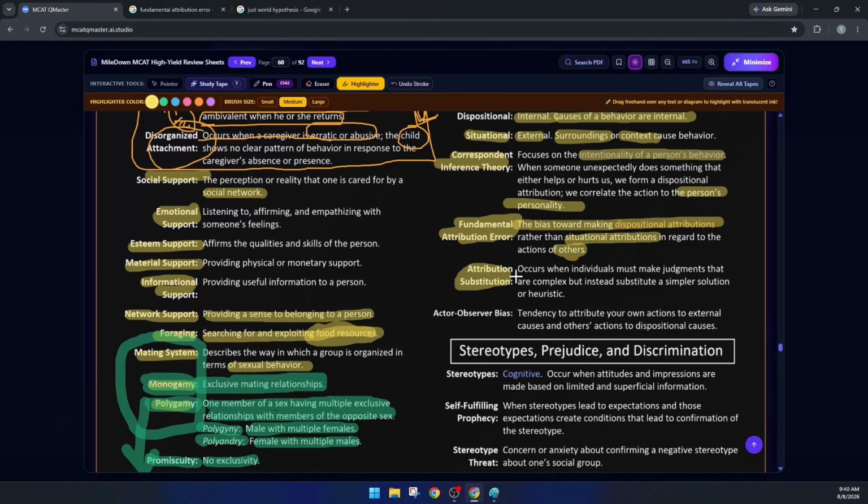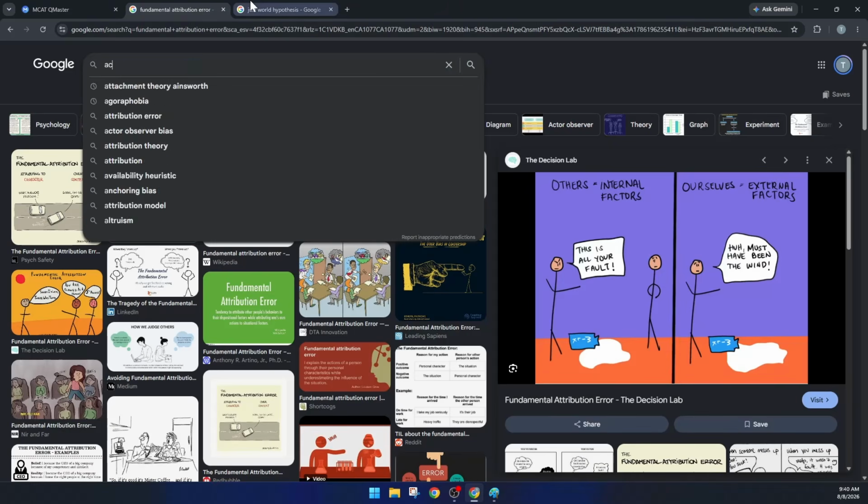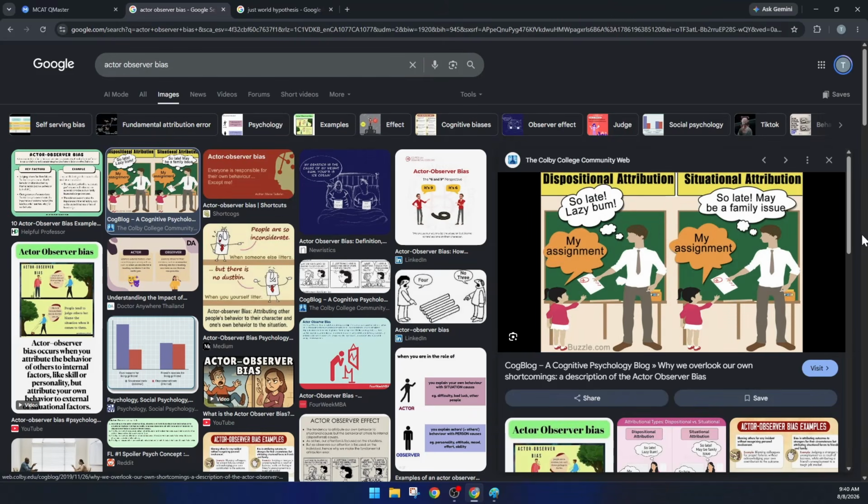Attribute substitution occurs when individuals face a complex judgment but instead substitute a simpler solution or heuristic. So yeah, using basically our cognitive bias and heuristics to deal with stuff and make judgments. Actor-observer bias is the tendency to attribute your own actions to external causes and others' actions to dispositional causes. So, actor-observer bias. So, here's an example of actor-observer bias.